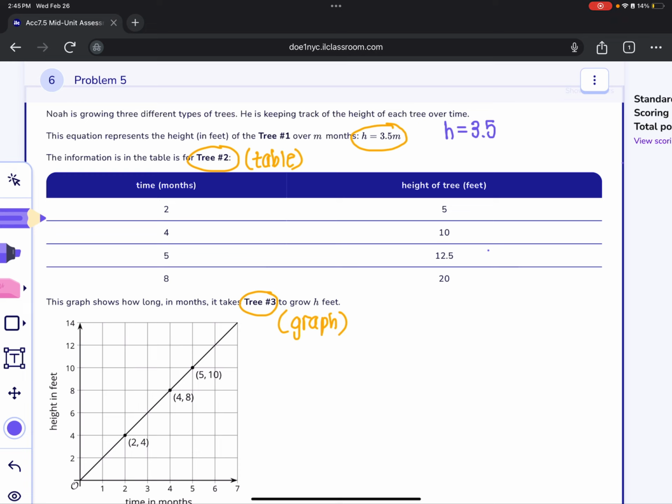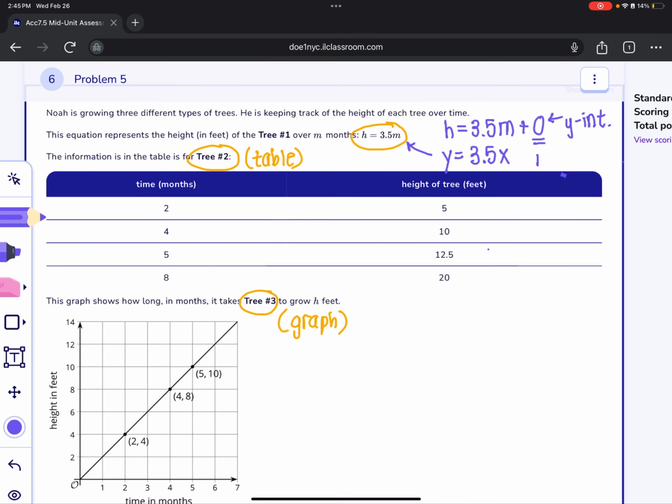But what ends up happening here is that we know that it's really plus a 0 here. So our y-intercept, if you wanted to dive deeper into this, is 0. And if I were to rewrite this equation, we're really looking at y equals 3.5 x plus 0. So it's the same thing. These are equivalent. And our slope here, the slope for tree number 1, is 3.5.